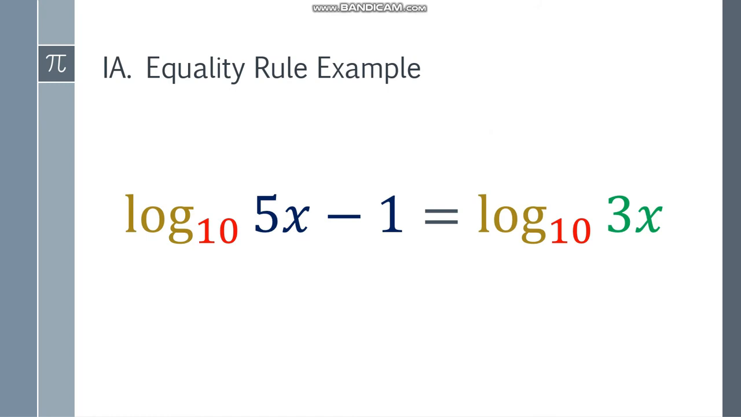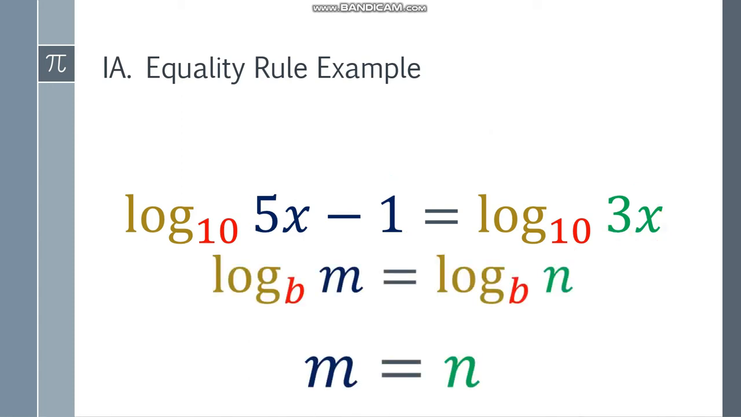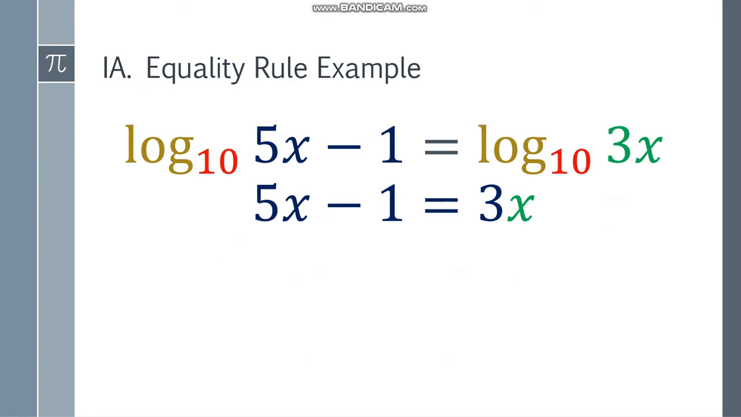So let's have an example. So sa equation natin, we have log base 10 ng 5x minus 1 is equal to log base 10 of 3x. So parehas sila ng base, so yung arguments mo na 5x minus 1 at 3x ay equal. Equal yan. So, algebra lang siya.